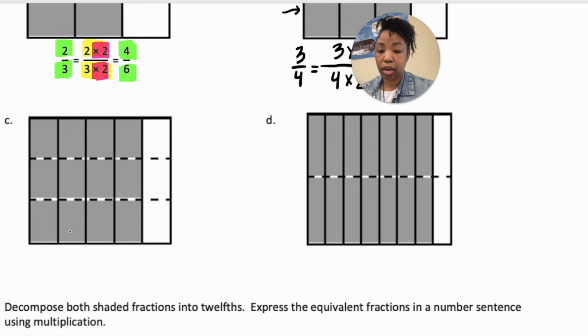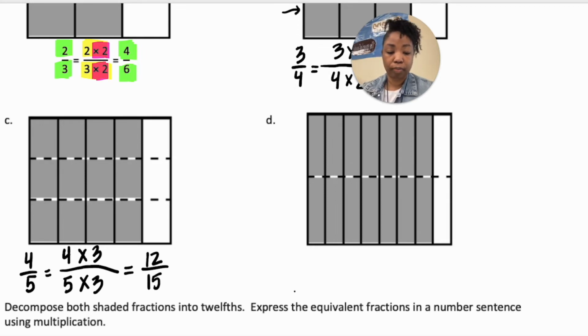Okay, for C, we have 4 shaded out of 5. So we're going to use multiplication. We started with 4/5. We have 3 rows. So we're doing 3 times as many shaded parts and 3 times as many total parts. So we move from 4 parts shaded to 12 parts shaded, from 5 parts total to 15 parts total.